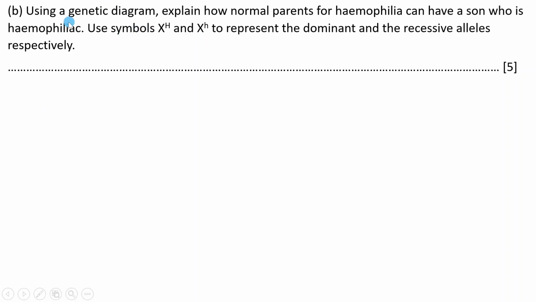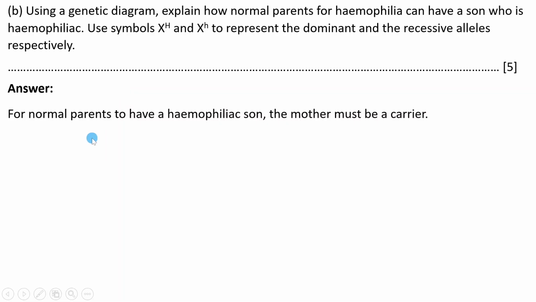So we are using a genetic diagram to explain how normal parents for hemophilia can have a son who is hemophiliac. Two parents are normal, and they have a child who is hemophiliac. Remember, the male will always be either sick or normal. The female is the one who will be the carrier. So in answering, we say, for normal parents to have a hemophiliac son, the mother must be a carrier.